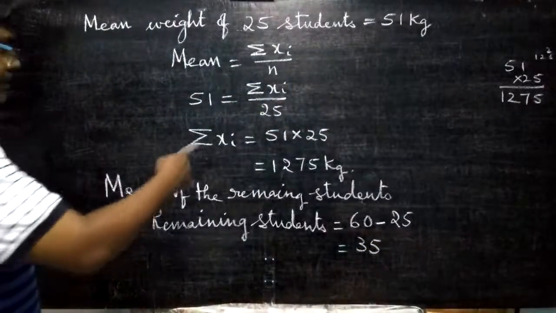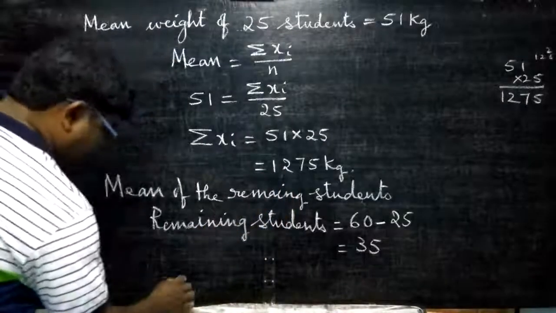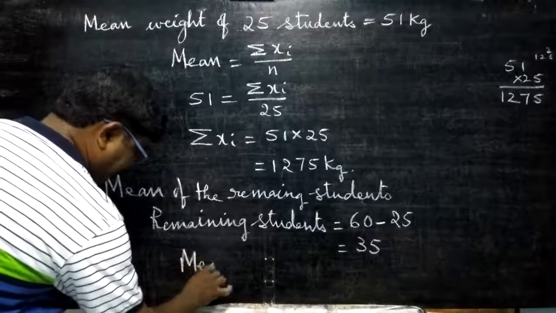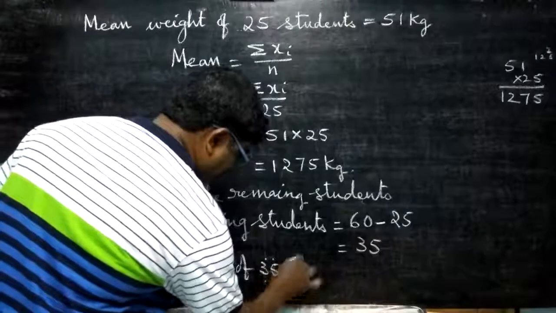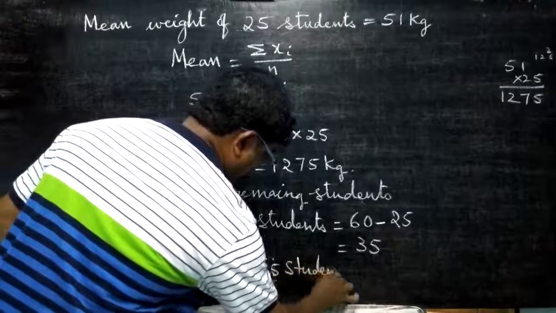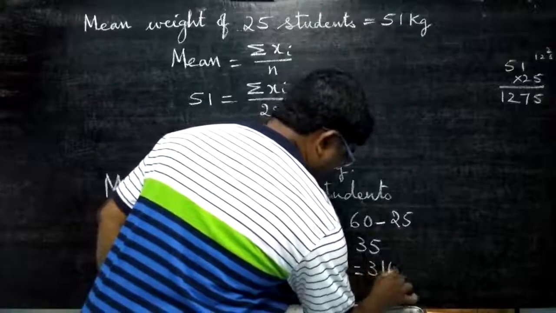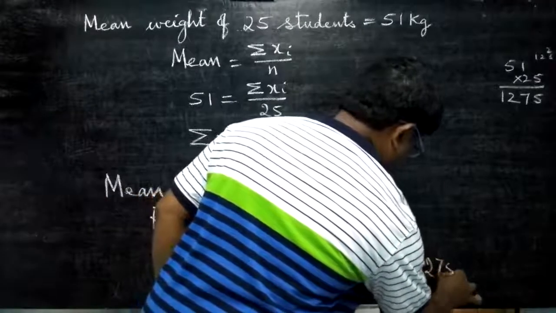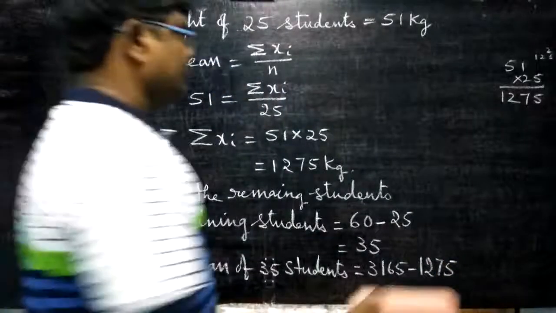Now subtract. We are going to find the mean here. Mean of 35 students is equal to 3165 minus 1275. Subtract. If you subtract 3165 minus 1275.